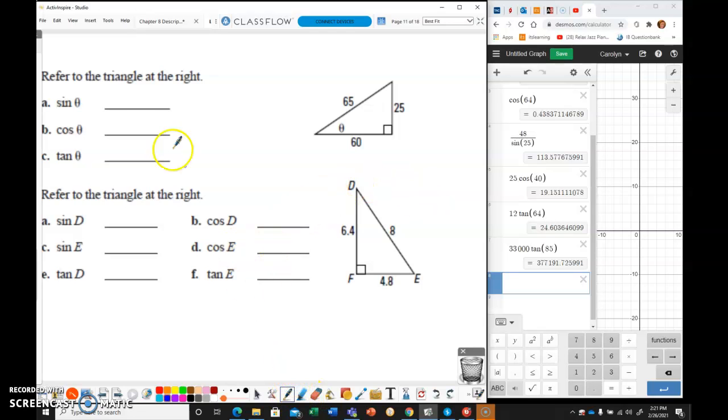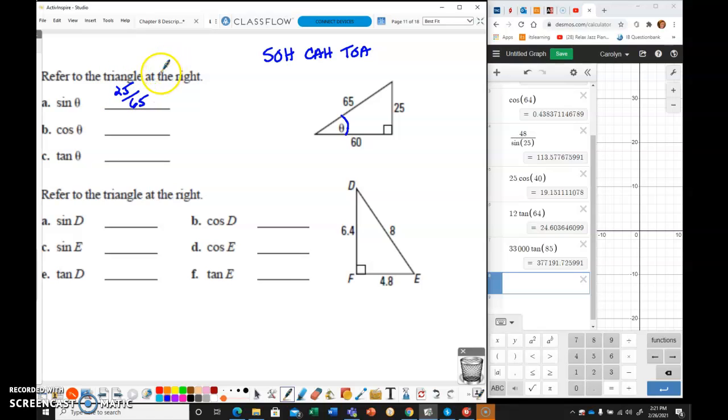So I'm going to refer to this triangle at the right, and I'm going to write down the sine of the angle. I always write this down as I'm working so I can refer to it. Okay, I know it's a right triangle, so I can apply right triangle trig here. Sine is the opposite over the hypotenuse, and this is the angle measure we're talking about. So the opposite side is 25, and the hypotenuse is 65. So we're going to write 25 over 65.